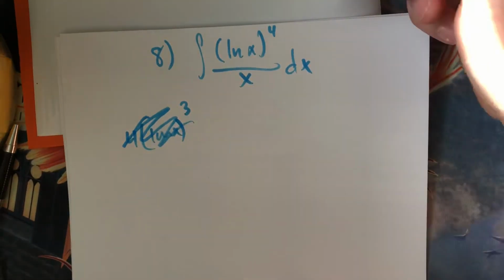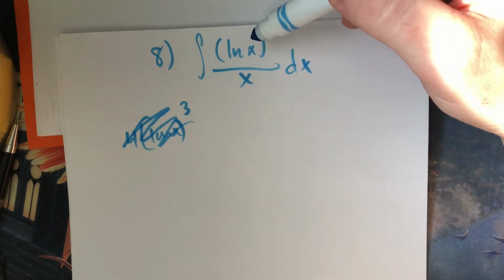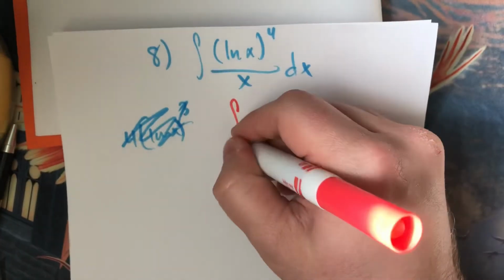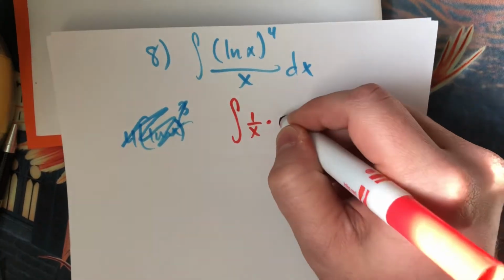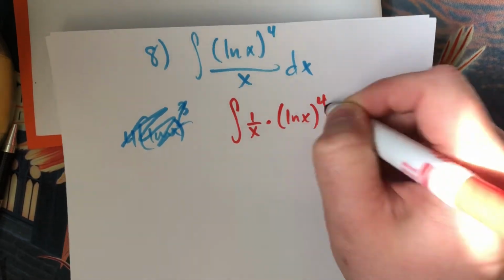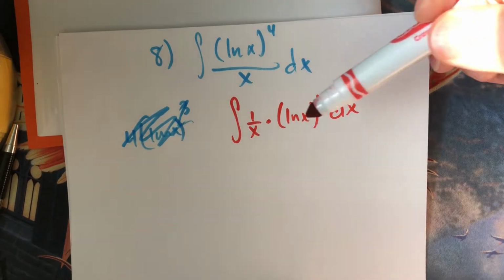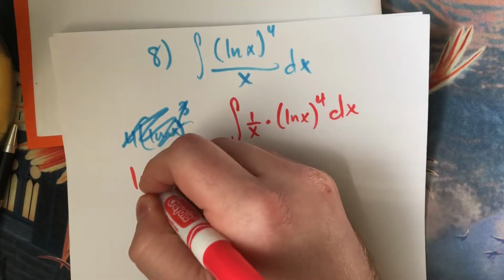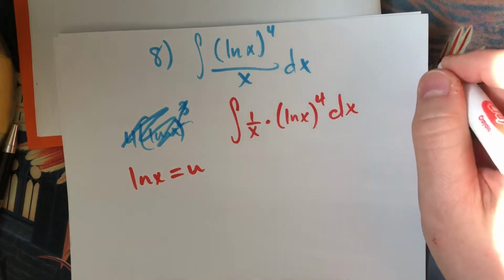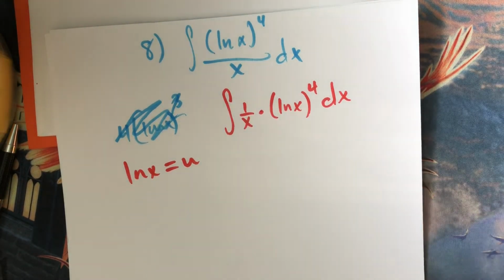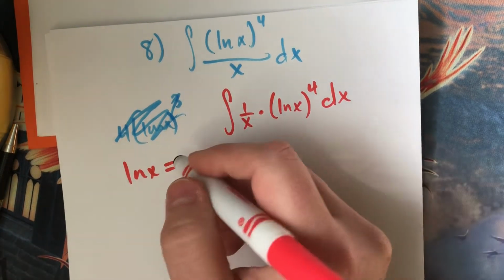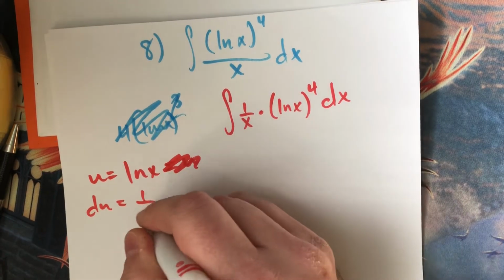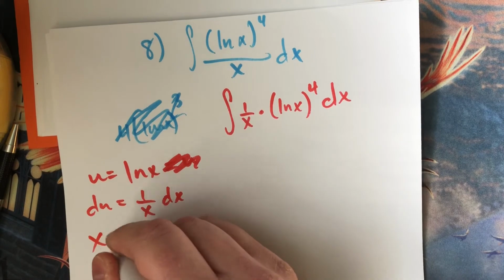But if I look inside, wait, the derivative of ln x is 1 over x. And I could rewrite this and think about this a little bit differently. I could think about this as 1 over x times ln x to the 4th dx. All of a sudden, the derivative of that inside is that. That's my clue that ln x is u. And so when we take our derivatives here, we get du is equal to 1 over x dx. Multiply both sides by x.